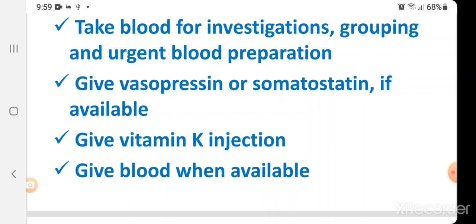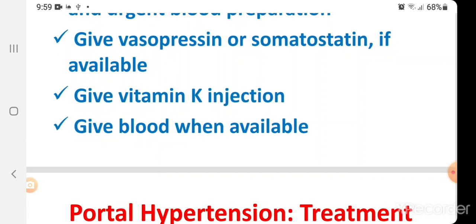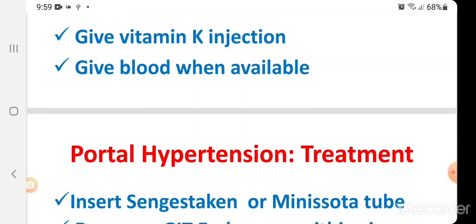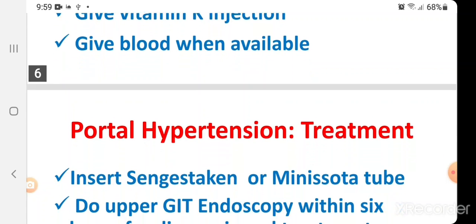You give vitamin K, because the liver function deteriorates. Vitamin K has some function with the clotting mechanism. So you give vitamin K so that it will improve the prothrombin time and these things, so that it will make the bleeding less likely. And then give blood when the blood is available from the blood bank, because this is the main treatment at this time.